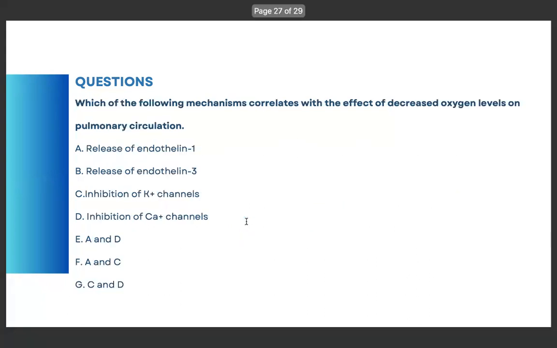That's basically it. For the second question, which of the following mechanisms correlates with the effect of decreased oxygen levels on pulmonary circulation? A would be release of endothelin 1, B would be release of endothelin 3, C would be inhibition of potassium channels, D would be inhibition of calcium channels, E would be A and D, F would be A and C, G would be C and D. Now, this I'm going to answer myself, but I'm going to give you guys a second to say it in the chat.